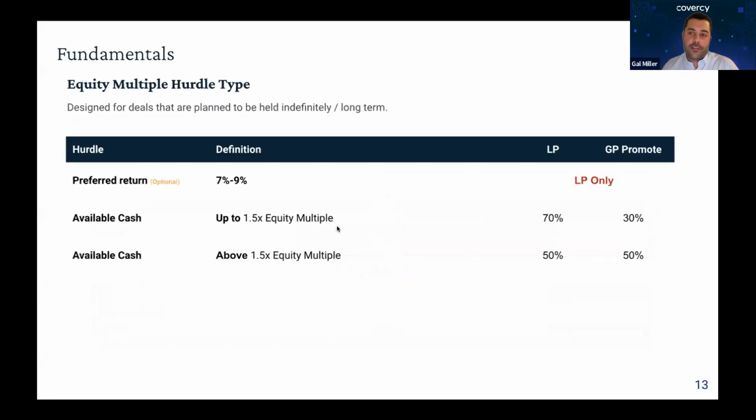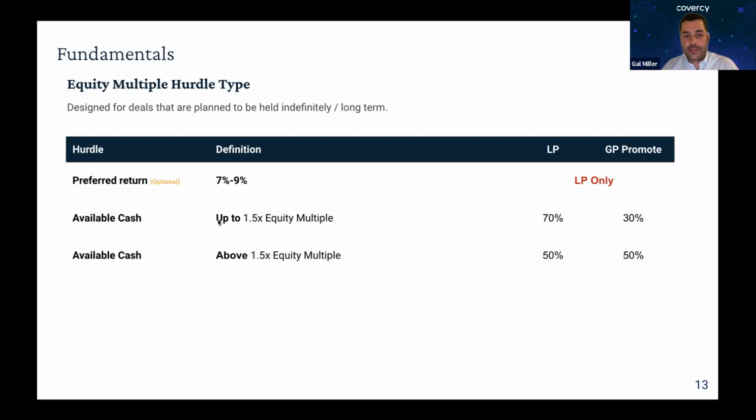Another example of a waterfall structure, mostly used for deals that are held indefinitely or for several decades, is based more on equity multiple hurdles. In this example, you can see a preferred return, an optional hurdle you can include or not in the deal, that goes to the investors and makes the deal more attractive, promising some level of revenues during the deal time, followed by two equity multiple dependent hurdles.